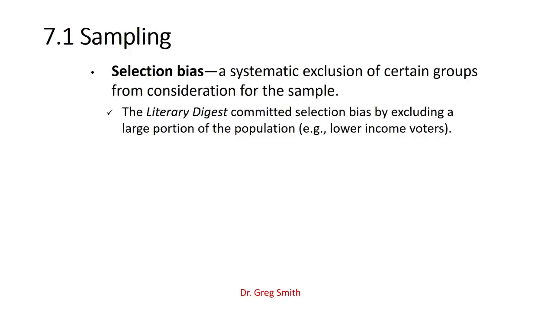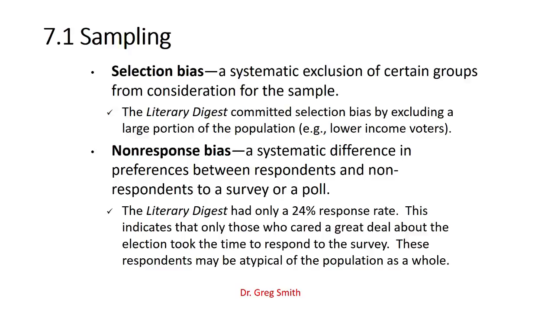In this case, we're excluding folks that just don't read the magazine, typically lower income voters. And then there's the non-response bias. There's a difference in preferences, and either you opt in or opt out. In this case, we had a low response rate, and only really those who cared about the election took time to respond. That's what is assumed. No one really knows, but that's what's assumed in these kinds of surveys.